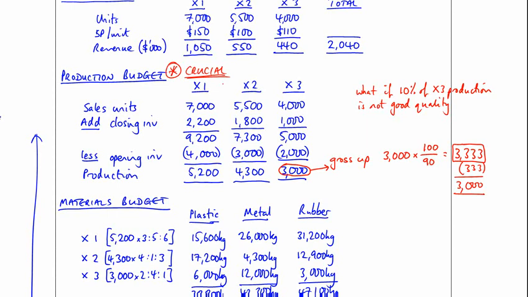Alright, okay, that finishes this session on production budgets. In the next session we're going to carry on with budgets, but we're going to look at cash budgets and a few bits and pieces around cash budgets.